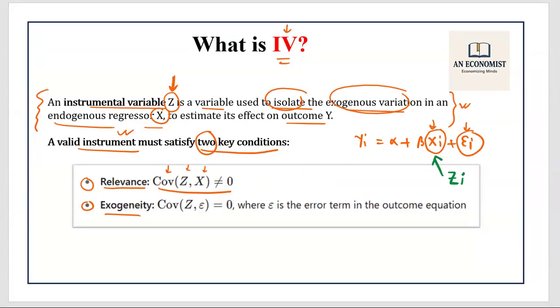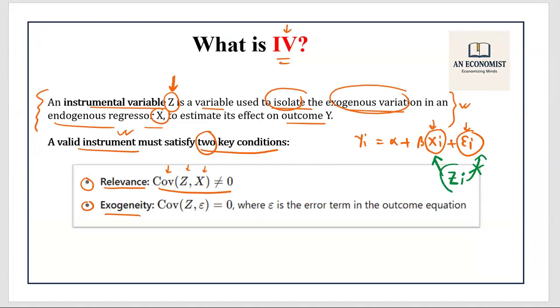That will help us to find out the exogenous variation of xi. But this zi should not have any sort of correlation with this error term. If this is correlated, then again Zi will also become endogenous, right? If Zi and epsilon i are correlated, then Zi will also become an endogenous variable. Then Zi will not be qualified to be an instrument.